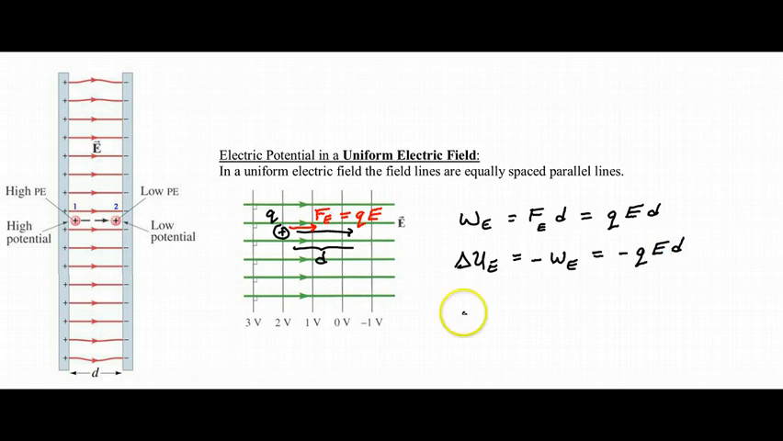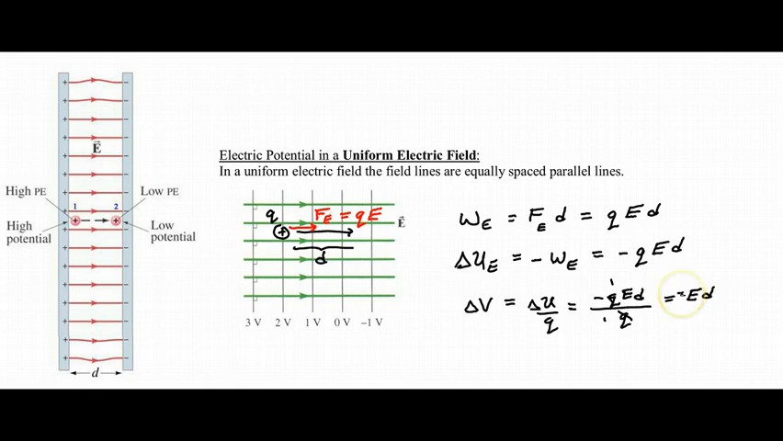Now, if you recall, our definition for electric potential was the amount of electric potential energy per unit charge, or the electric potential difference, or voltage, is equal to the change in electric potential energy divided by the charge that was moving. So let's substitute in here. We have negative Q E d divided by Q, and you can see that the charge Q cancels out, and we get that potential difference as it moves from here, the 2 volt line, to say the 0 volt line, would be equal to the same as taking the electric field and multiplying by the displacement.